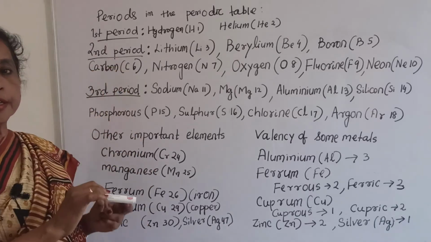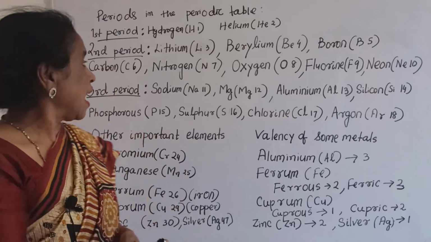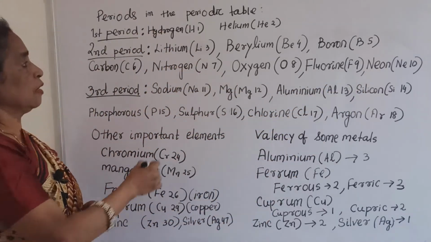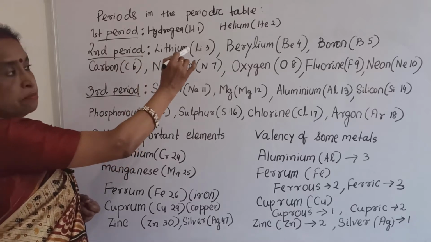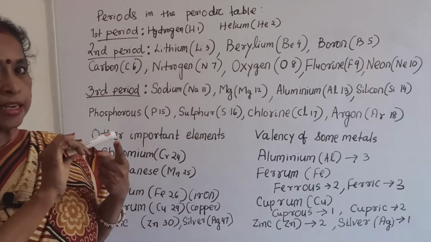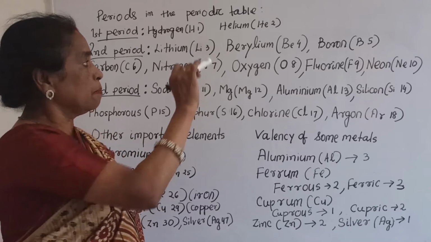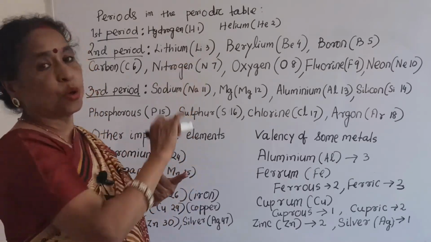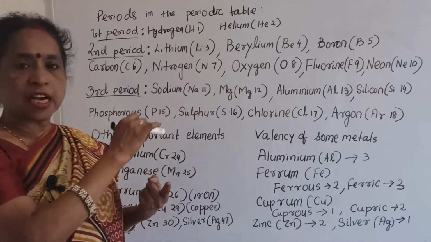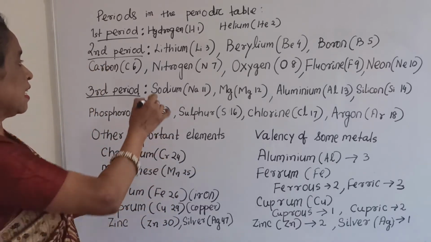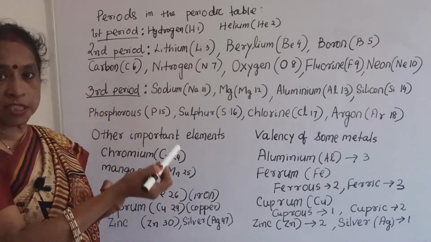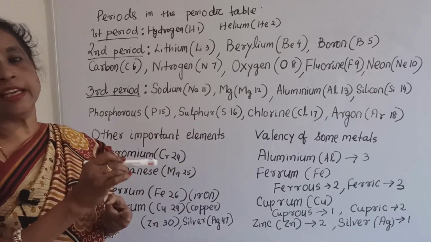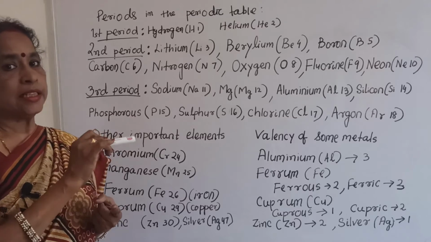The second period contains 8 elements. You start from 3 and it ends here at neon. What are they? Lithium, beryllium. See, lithium: L is capital, i is small. Beryllium also: B is capital, e is small. And boron is simply B. Then carbon C, nitrogen N, oxygen O, fluorine F, neon Ne. N is capital, e is small.